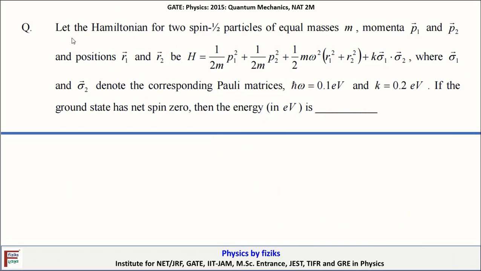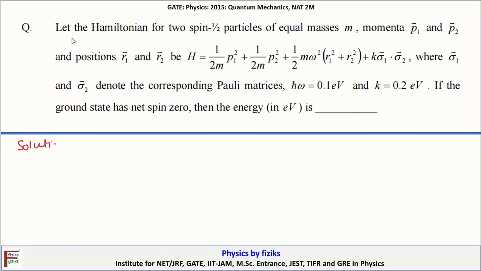Let the Hamiltonian for two spin half particles of equal masses m, momenta p1 and p2 with positions r1 and r2 be defined as this, where sigma 1 and sigma 2 denote the Pauli matrices, and h cross omega is 0.1 and k is 0.2 electron volt. So this system is for 3-dimensional particles. One particle is in a 3-dimensional system.